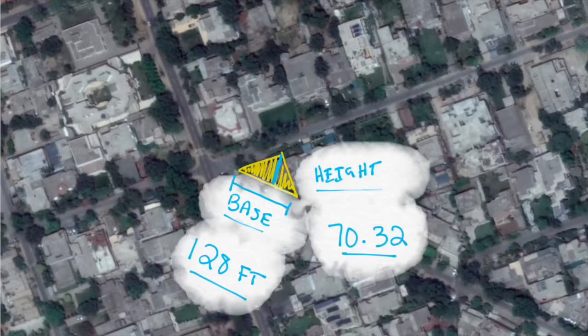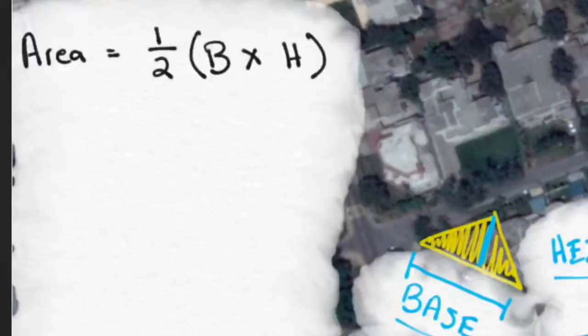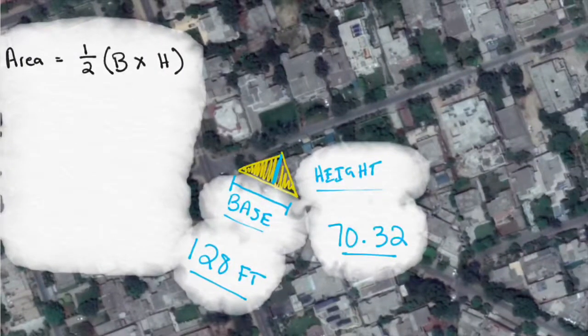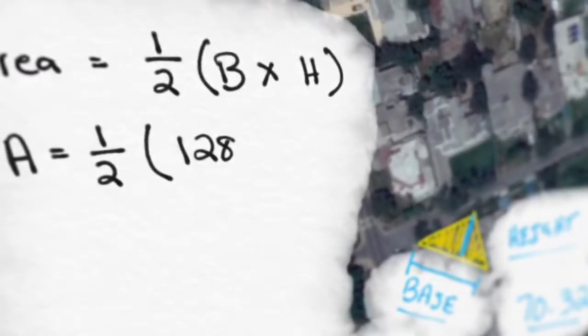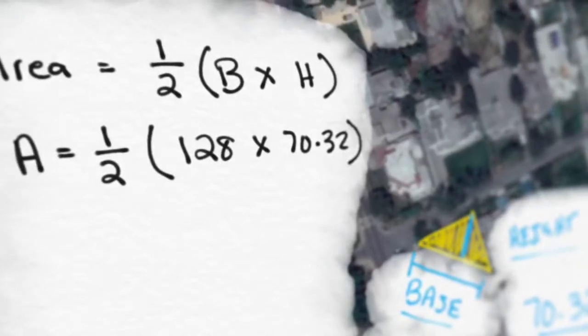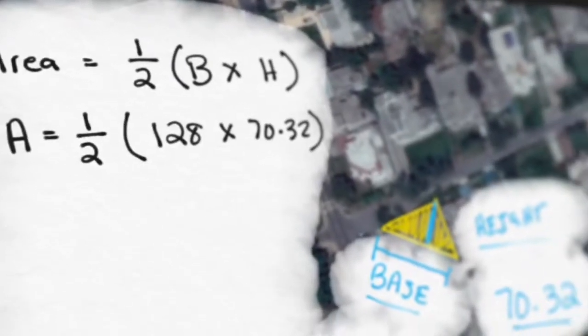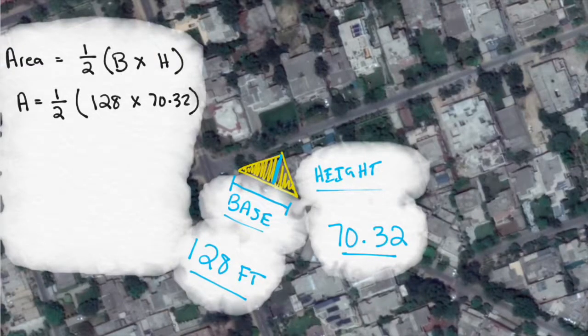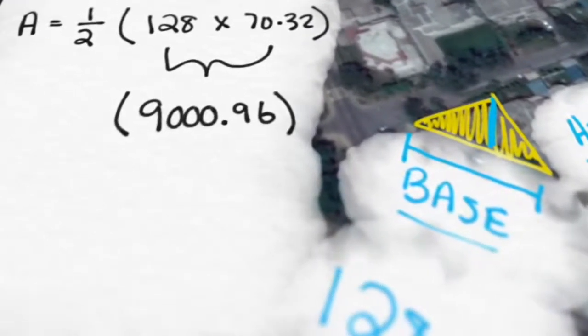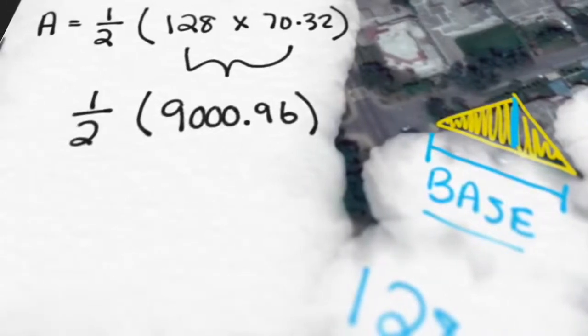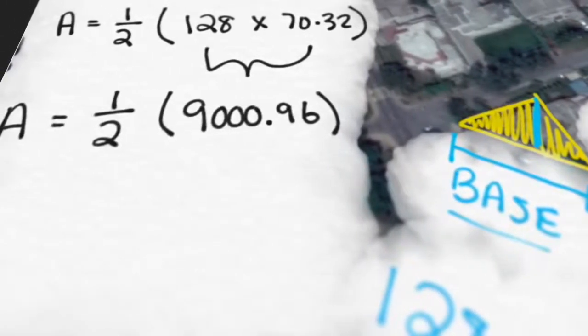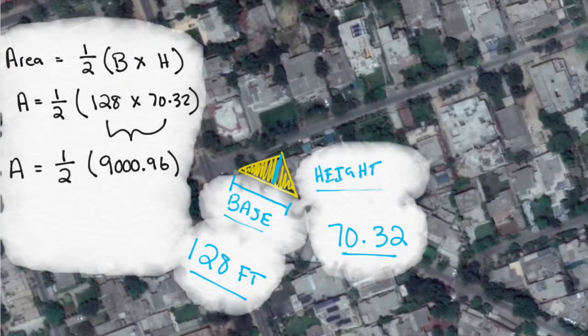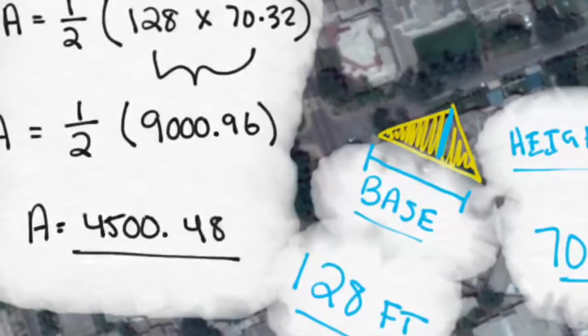To find the area of the triangle, you need to use the formula 1/2 base times height. The base is denoted with B and the height is denoted with H. So go ahead and plug in 128 for base and 70.32 for the height. When you multiply 128 by 70.32, you get 9,000.96. What we're going to do now is take the half of 9,000.96, which is the same as dividing it by 2. Once we do that, we get an answer of 4,500.48.